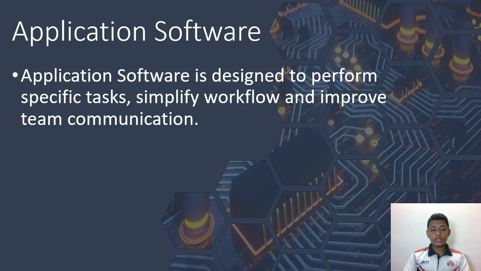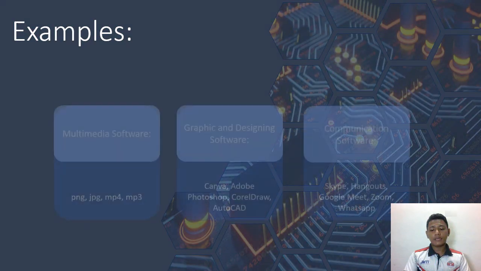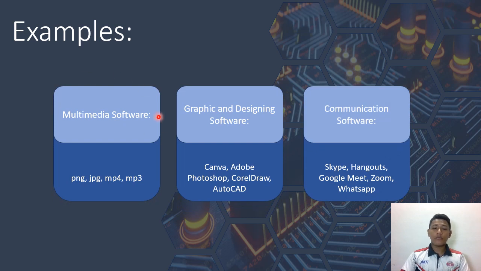Next is application software. So application software is designed to perform specific tasks to simplify workflow and improve team communication. For example, in our daily use, we normally use multimedia software, whether it's JPEG, MP4, MP3, and more commonly used is our communication software. We use Skype, WhatsApp, Telegram, Instagram, Facebook. All of these are examples of application software we use in our daily lives.